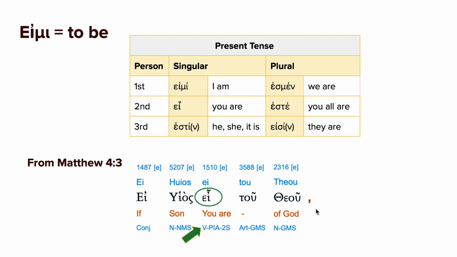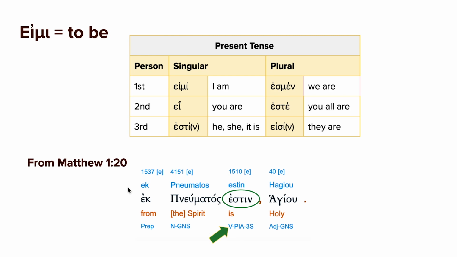Huios tou theou. And the person who was saying this is the devil. So during the temptation of Jesus, it says, if you are the Son of God, you are is second person singular, ei. And then here's an example from Matthew 1:20. So this is when the angel is speaking to Joseph, and assuring him that he can marry Mary because what has been conceived inside her, basically the baby Jesus, is from the Holy Spirit. This is another example of crazy weird Greek word order, but ek pneumatos estin hagiou, so is from the Holy Spirit, third person singular.